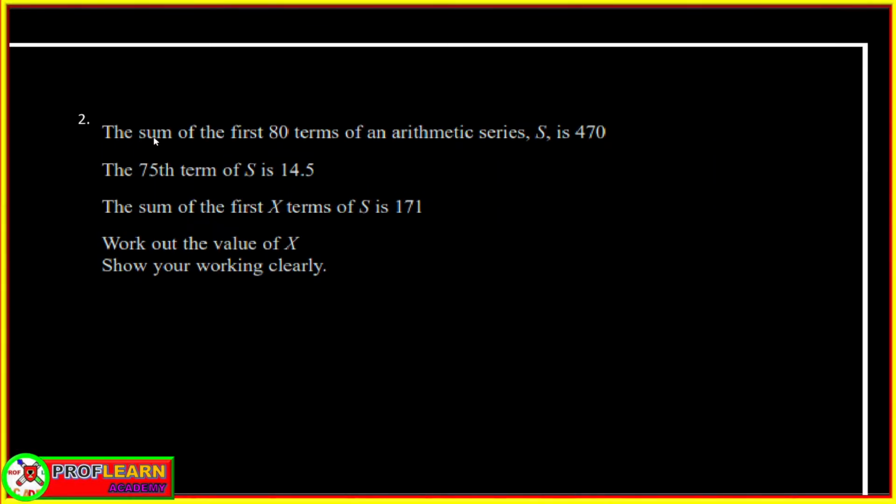Another type of question you can be given is a question like this. The sum of the first 80 terms of an arithmetic sequence series S is 470. The 75th term of this sequence is 14.5. The sum of the first x terms of the series is 171. Work out the value of x, and then you are supposed to show your working clearly.